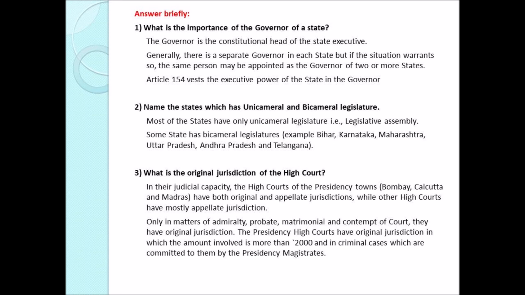Third question, what is the original jurisdiction of the High Court? See, only in the matters of admiralty, probate, matrimonial and contempt of court they have the original jurisdiction. The presidency high courts have original jurisdiction in which the amount involved is more than 2000 and in criminal cases which are committed to them by the presidency magistrates.